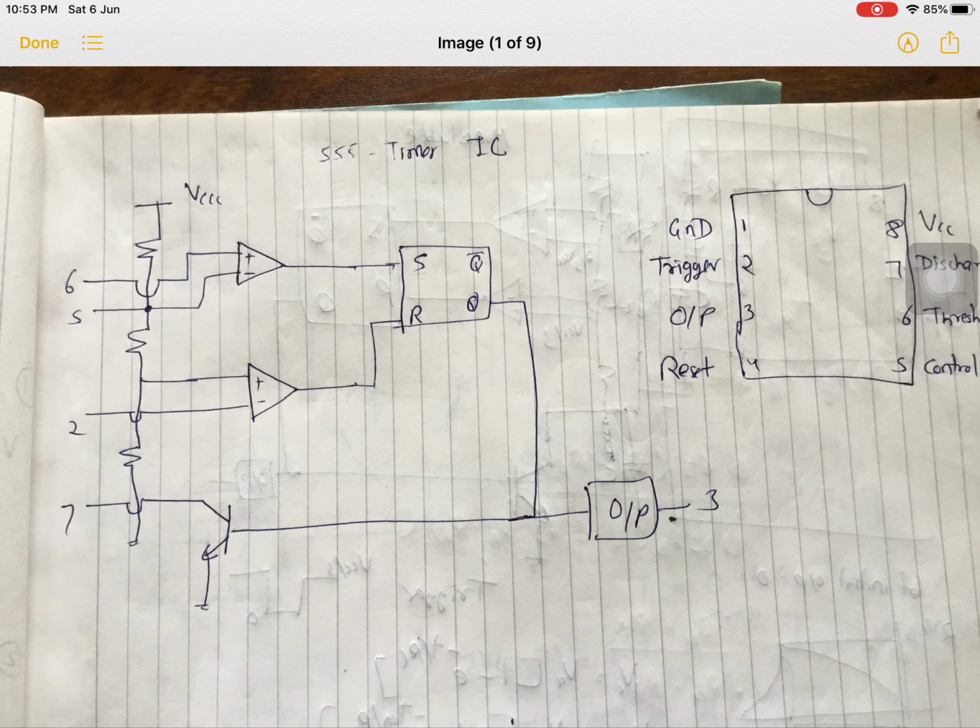But although it is a very simple topic, it is very important from the point of view of interviews. This topic is generally asked in questions at the different IITs when you go for the interview. So I'll start with the 555 timer IC.